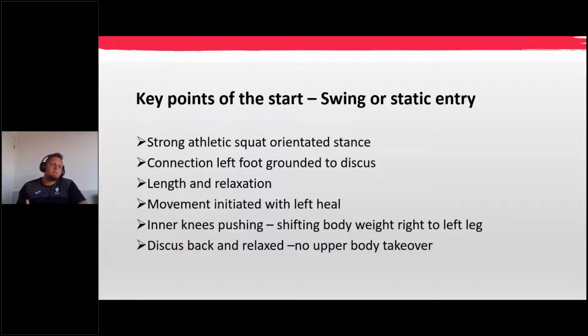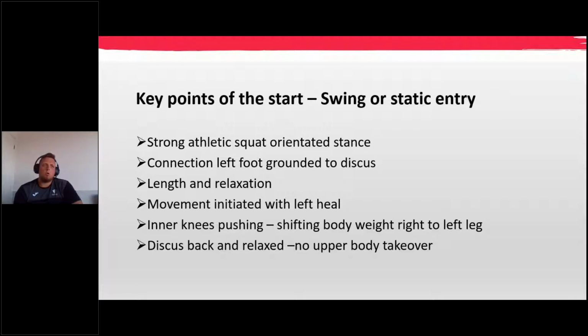So key points to the start of the swing or static entry, depending how and what you want to do it. And I'd like to start the static entry, and the swing entry is very based upon the athlete that you are. So we have a strong athletic squat oriented stance. As you can see with Gert Kanter, with connection to the left foot grounded to the discus. This is something I really will go into. It's something I feel very strongly in the start of the throw. It's that connection from the left foot grounded to the floor, to the discus circle, and to the discus.